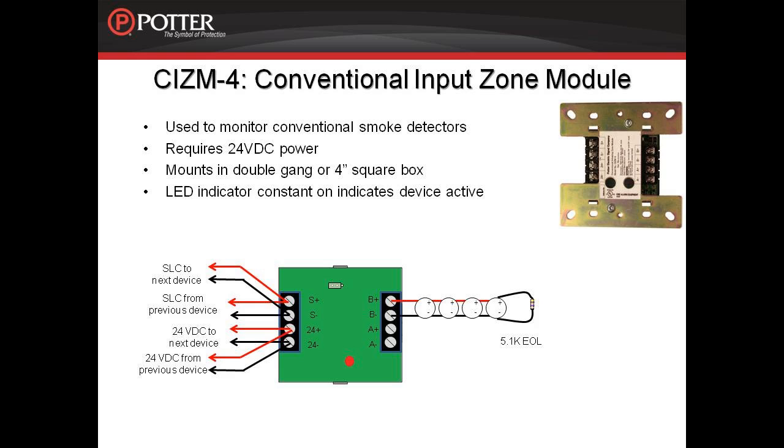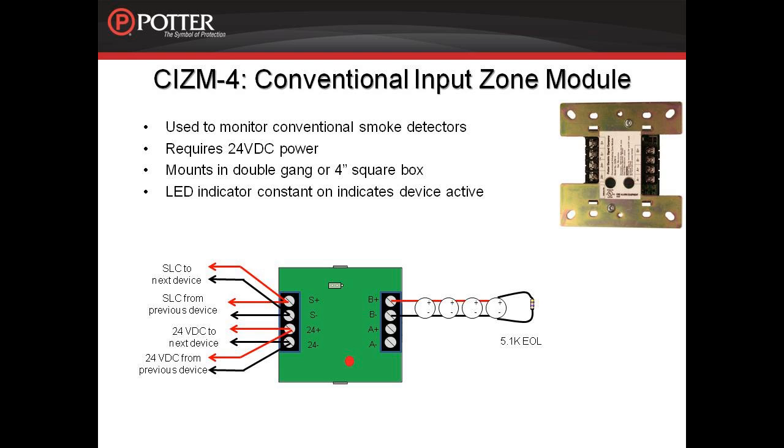The CIZM4, or the Conventional Input Zone Module, is used to monitor conventional initiating devices such as smoke detectors. It's commonly used to monitor existing 2-wire conventional smoke detectors. The device is listed for several conventional detectors, and those can be found on the CIZM4 datasheet. The module supervises the initiating device wiring and the wiring from the power supply connected to the terminals 24 plus and 24 minus.